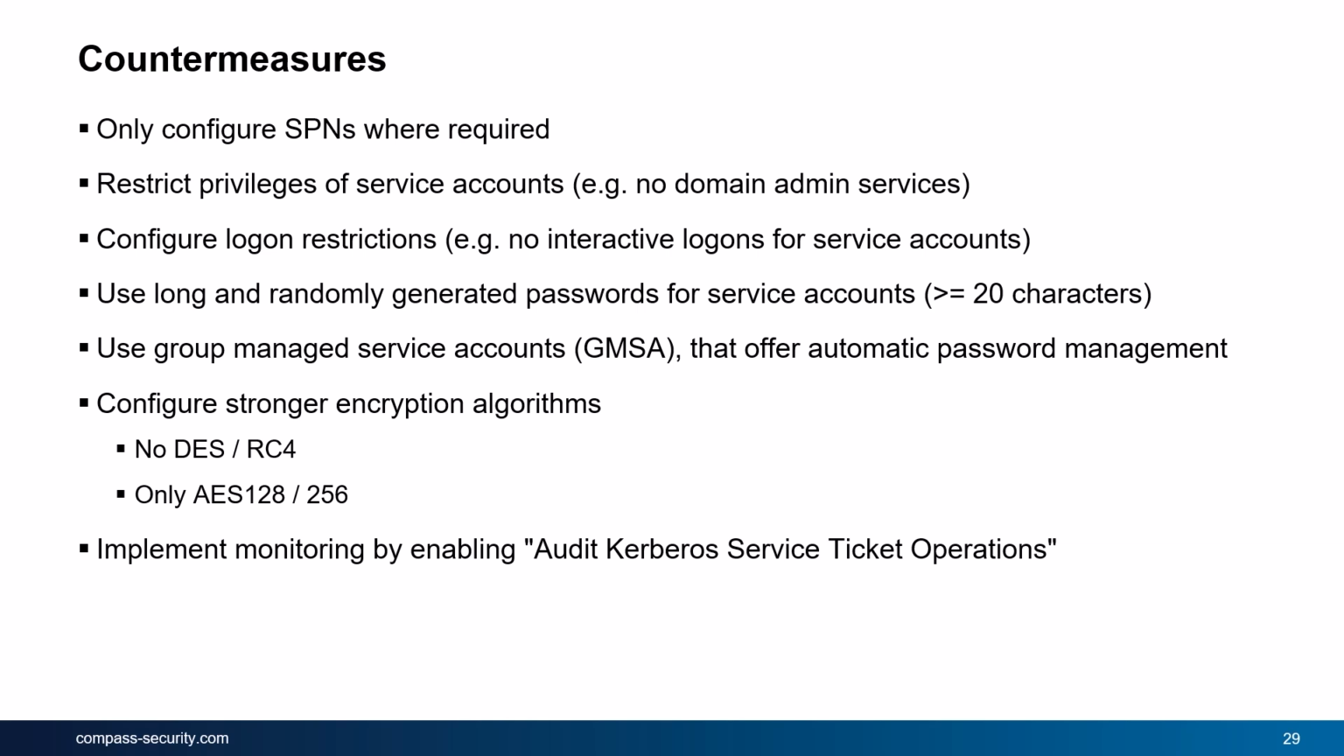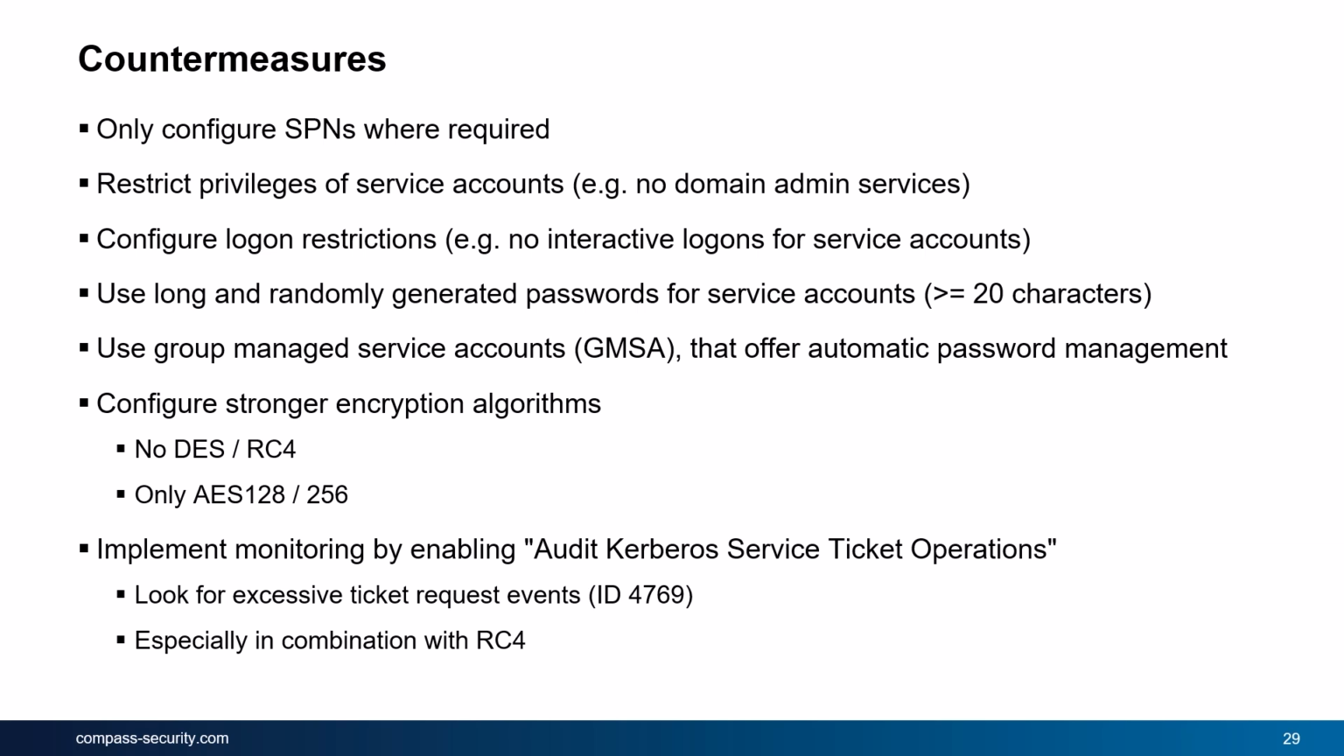And once enabled, you can then specifically look for excessive ticket requests. So everything that is out of the ordinary amount of ticket requests that you observe on a daily basis. Specifically, that will be the event ID 4769, and typically in combination with RC4, since this is much more interesting for attackers to facilitate easier cracking.